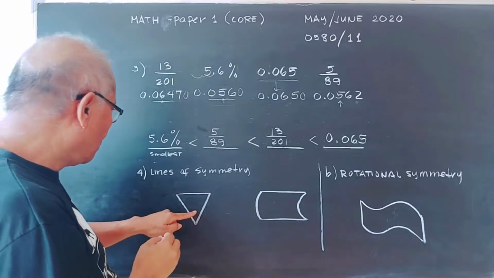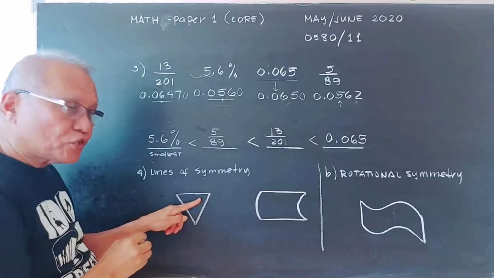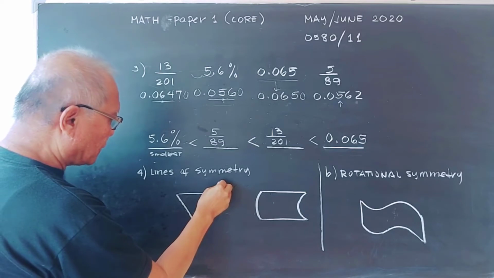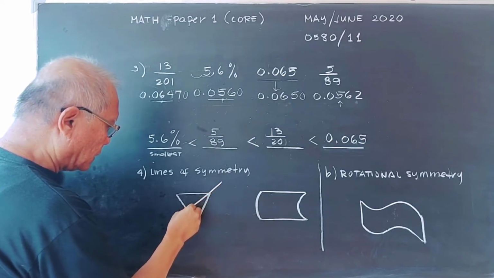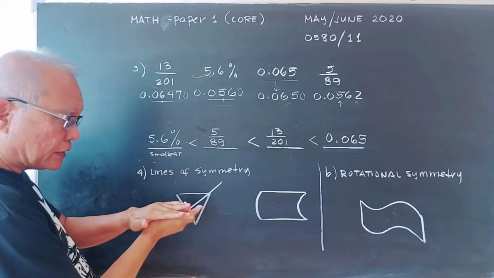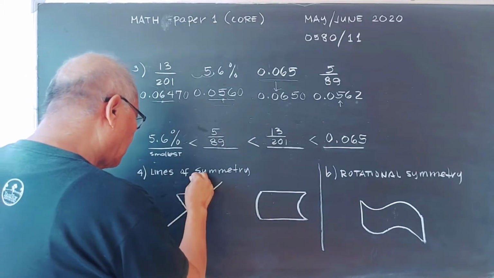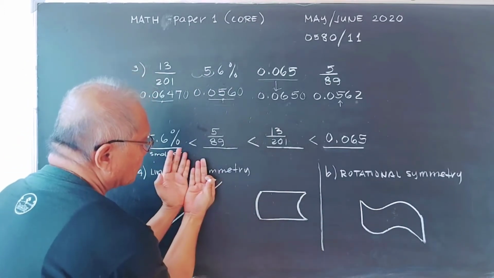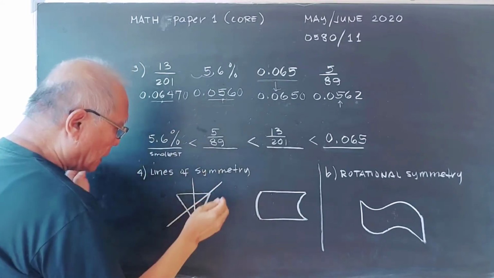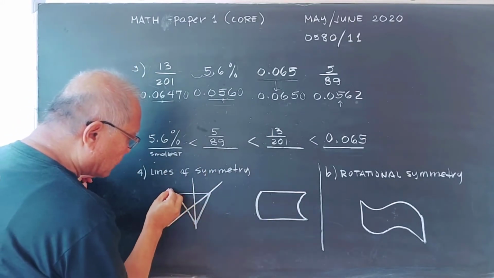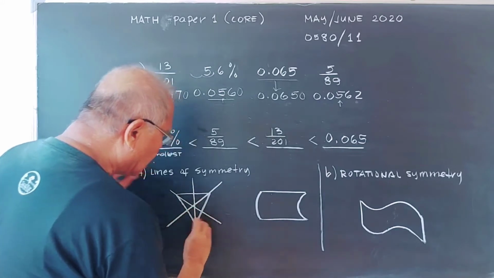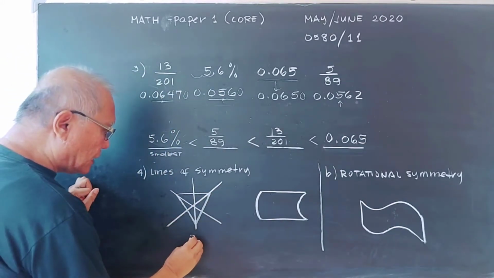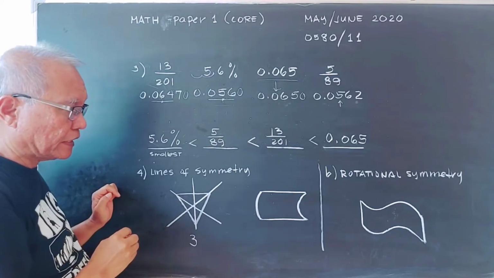Now, to draw the lines of symmetry, how many lines of symmetry do we have here? We have one. We can fold it here like this, or we can have our line of symmetry here, which we can fold like this one. And the other one is we can fold it here, like folding it up. So we have here three lines of symmetry.